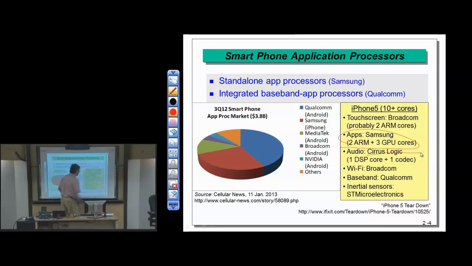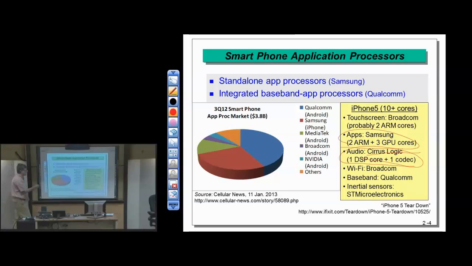The audio part is done here in Austin. It's a Cirrus Logic DSP: 1 DSP core and 1 codec. So they do both the programmable part and the A to D and D to A converter. That's 2 chipsets: 1 for the codec, A to D and D to A conversion, and 1 for the programmable processor. Wi-Fi is Broadcom, baseband is Qualcomm, inertial sensors are STMicroelectronics.